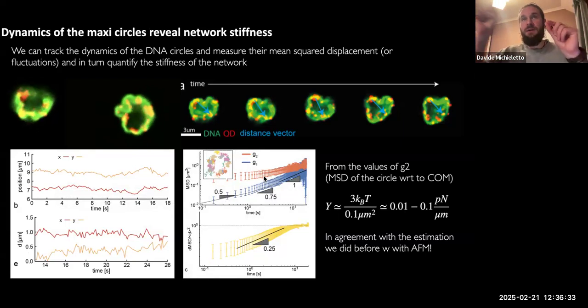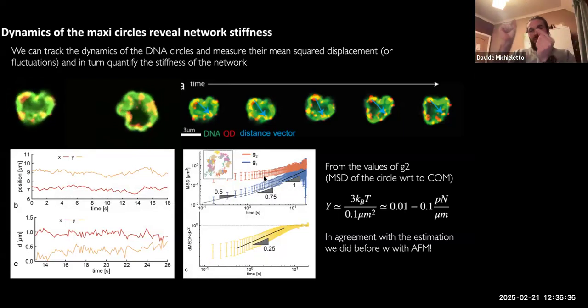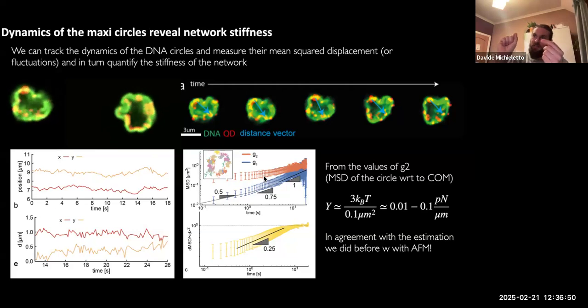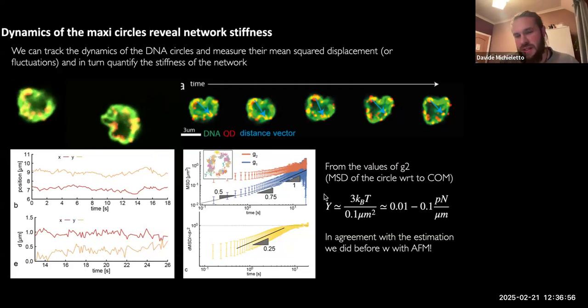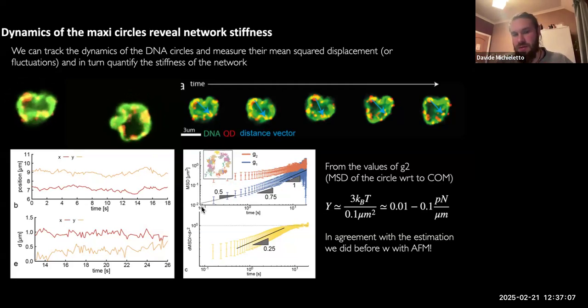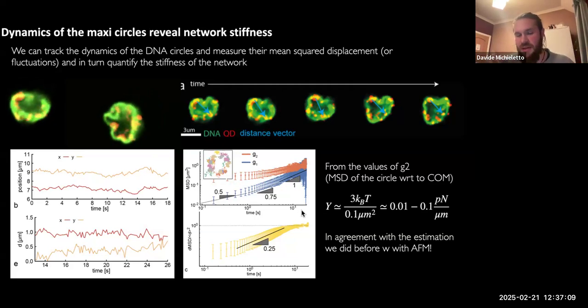The important thing that we recently realized is that this G2 is essentially the fluctuations of a quantum dot with respect to the center of mass of the kinetoplast. Imagine a vector that joins the center of mass and one quantum dot, and you look at the mean square displacement of that vector, which tracks the displacement of the quantum dot with respect to the center of mass of the network. If you do that calculation, this red curve is between 0.1 and 1 micrometer squared, up to 20 seconds, and then it plateaus at some point.